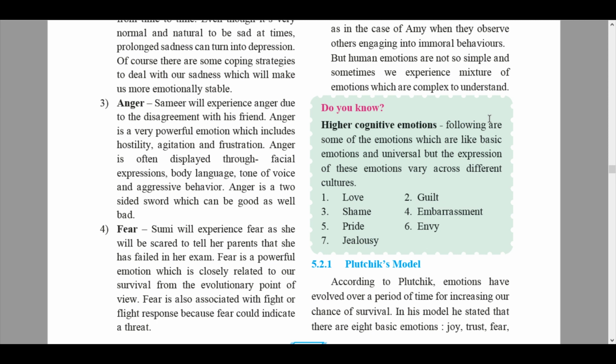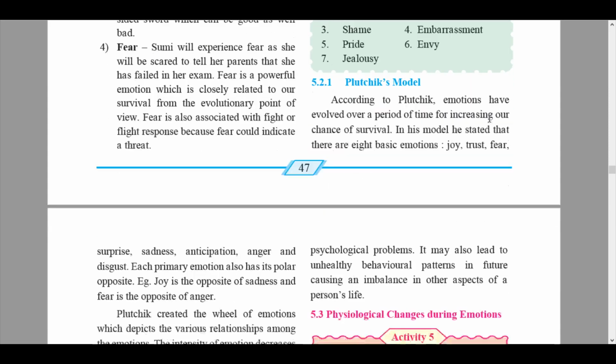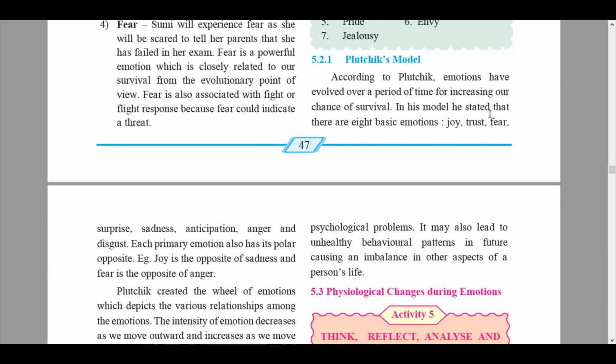5.2.1 Plutchik's model. According to Plutchik, emotions have evolved over a period of time for increasing our chance of survival. In his model, he stated that there are 8 basic emotions: joy, trust, fear, surprise, sadness, anticipation, anger, and disgust. Each primary emotion also has its polar opposite. Example, joy is the opposite of sadness and fear is the opposite of anger. So these primary emotions also have polarized or opposite emotions.